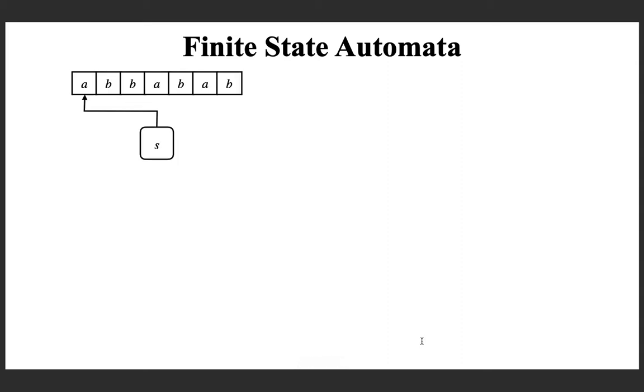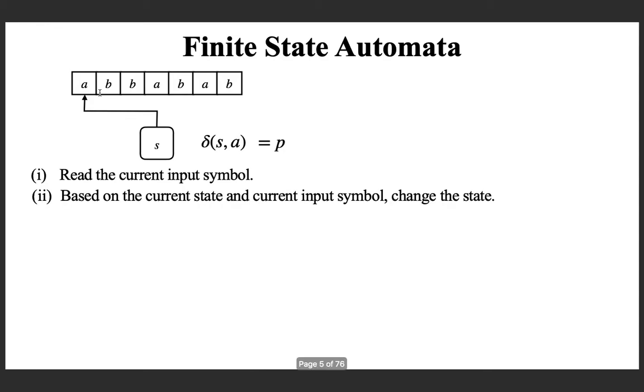Structurally, a finite state automaton contains an input tape of finite length, a control unit with a finite number of states, and a read head. And what it can do is it can read the input symbol that the read head is pointing to. Now it is small a. Then what it can do?